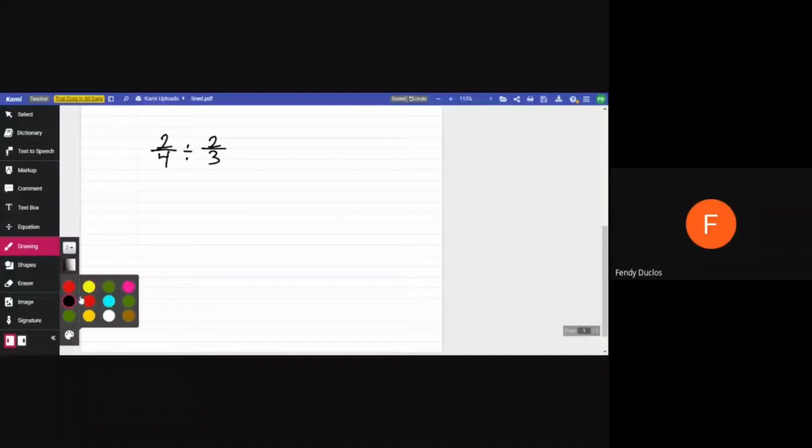If you remember, our acronym was KCF. We're going to keep, change, flip. So again, it may help to cluster everything.